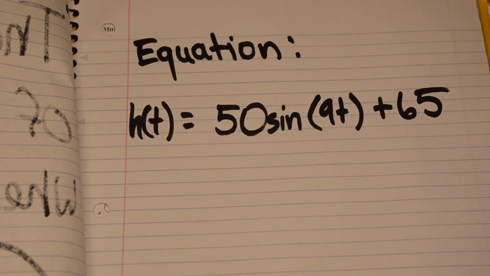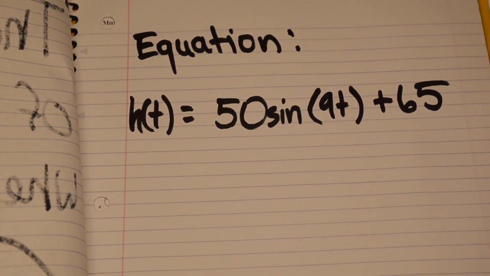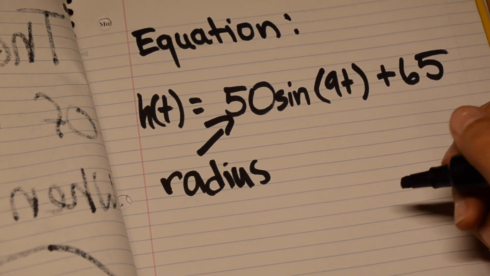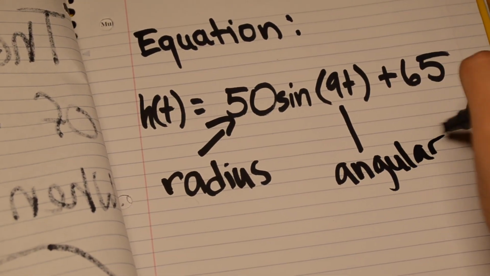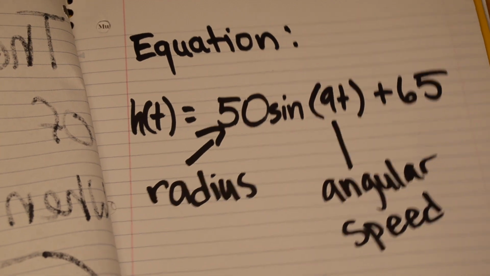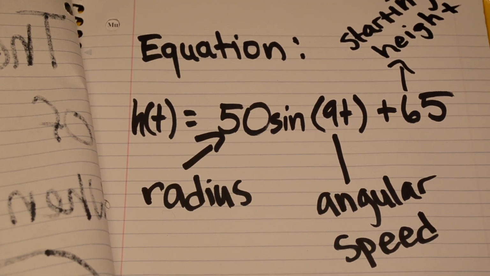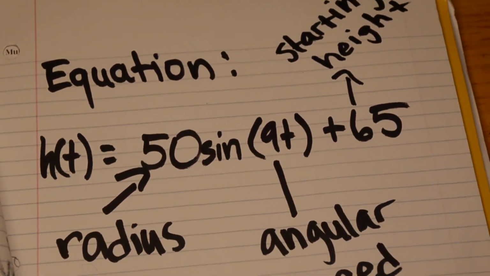This is the equation: 50 sine of 9t plus 65. 50 represents the radius of the Ferris wheel. 9 is the angular speed we found. 65 represents the starting height of the diver, while t represents the time he is spinning.